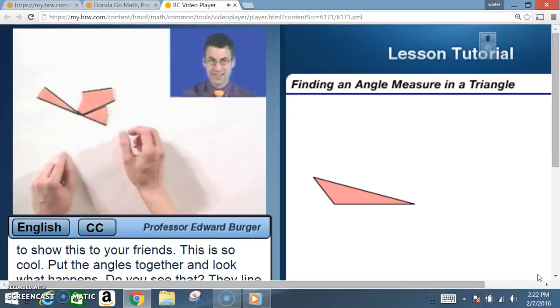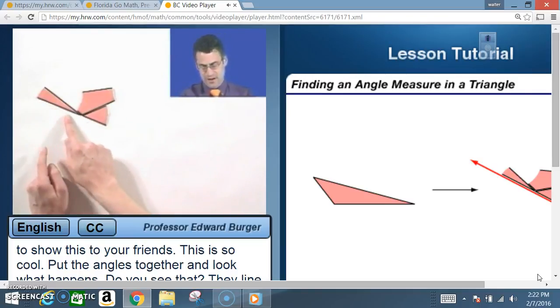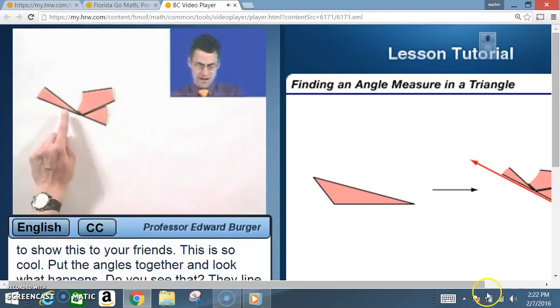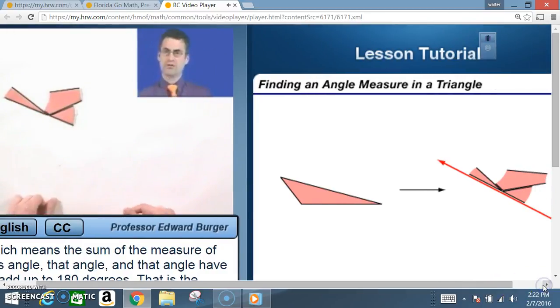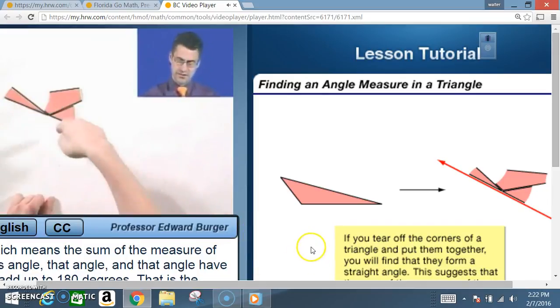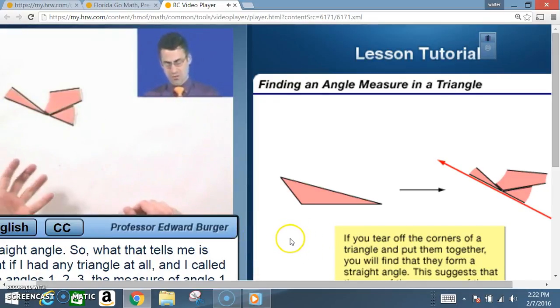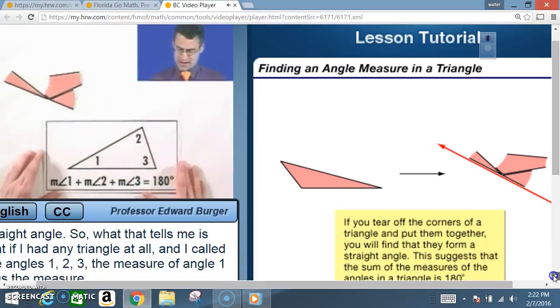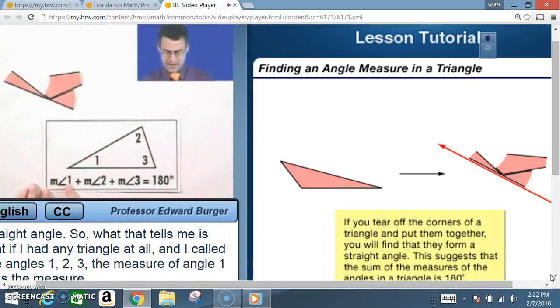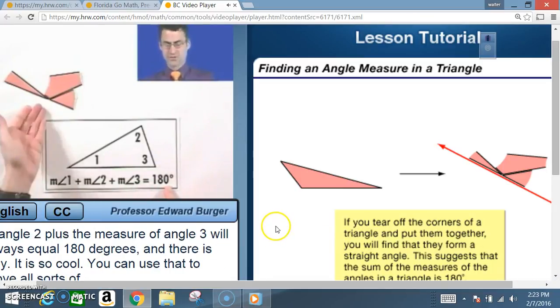Do you see that? They line up on a perfect line, which means the sum of the measure of this angle, that angle, and that angle has to equal 180 degrees. That's the measure of a straight angle. So if I have any triangle at all, and I call the angles 1, 2, 3, the measure of angle 1 plus the measure of angle 2 plus the measure of angle 3 will always equal 180 degrees. And there's why.